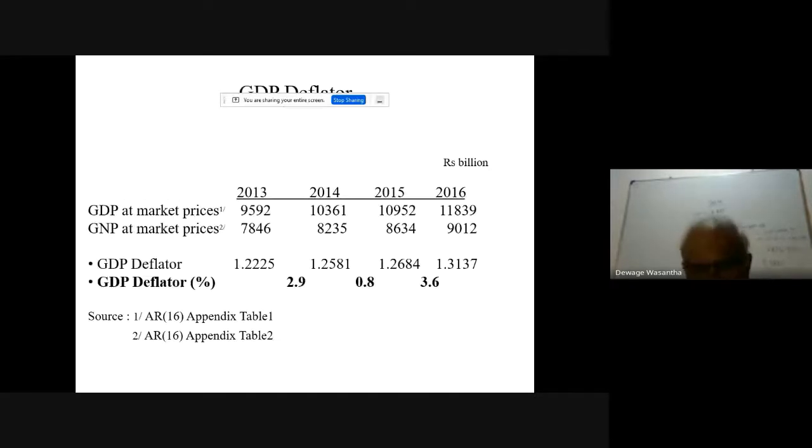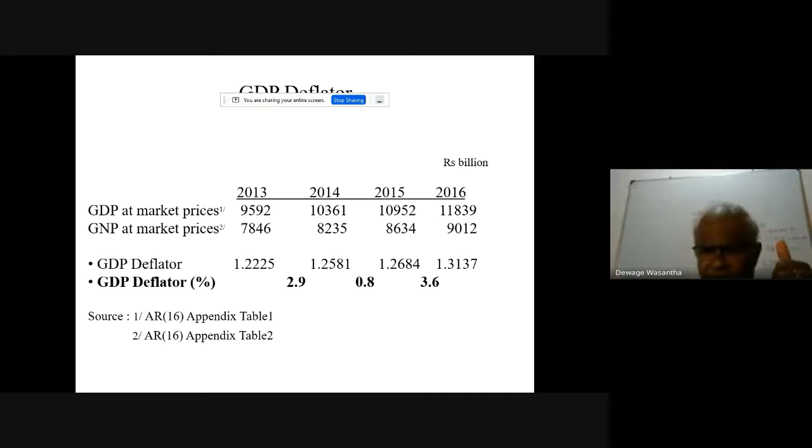GDP deflator. Now GDP deflator is calculated using GDP at market price value. That is appendix table 1, 11839. Same as the earlier value 11839, GDP at market price. Sorry, that is the constant market price, real.